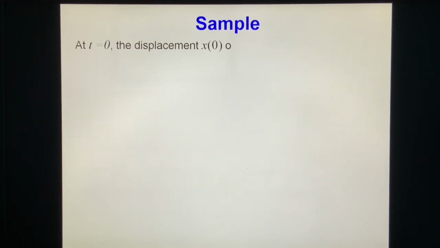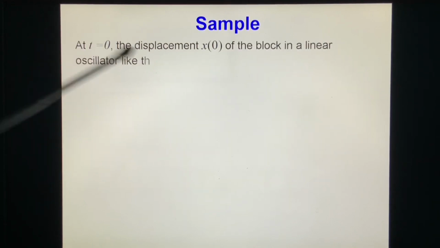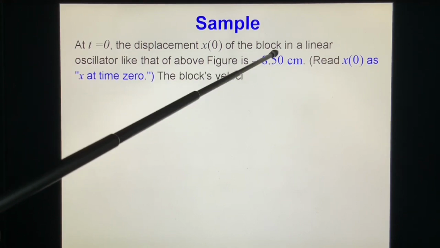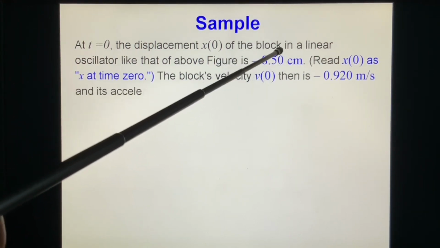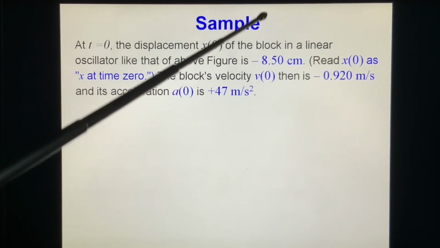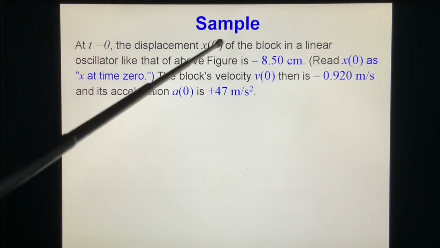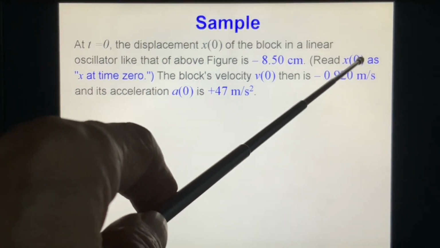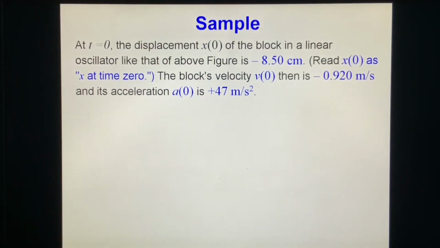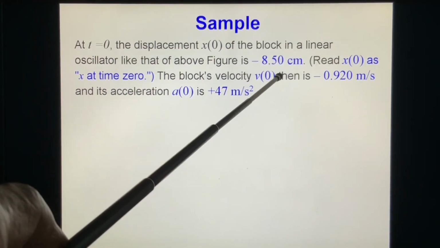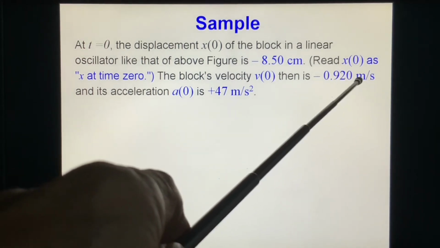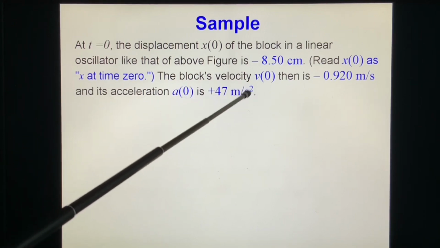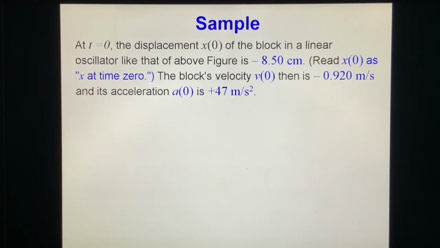Sample problem. At t equals 0, the displacement x0 of the block in a linear oscillator, like that of the above equation, is minus 8.50 centimeter. When we do the calculation, we must use the unit meter, minus 0.0085 meter. This is what we read as x at time 0. The block's velocity v at time 0 is minus 0.920 meter per second, and its acceleration a at time 0 is positive 47 meter per second squared. It gives you 3 initial conditions.